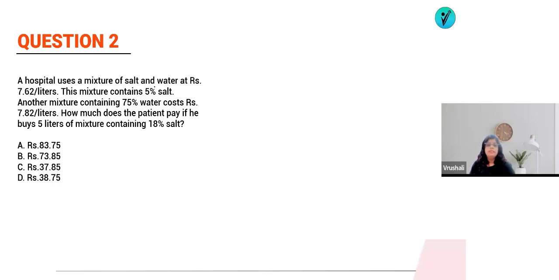So as I know, this is the 5% of the salt and another mixture having 75% of water, means what will be the quantity of salt? Salt will be 25% in the second mixture. Suppose mixtures A and B. In A, the quantity of salt is 5%. In B, 75% is water. That means 25% is the salt. And they are saying, how much does the patient pay if he buys 5 liters of mixture containing 18% of the salt? So what will be the ratio of all this?